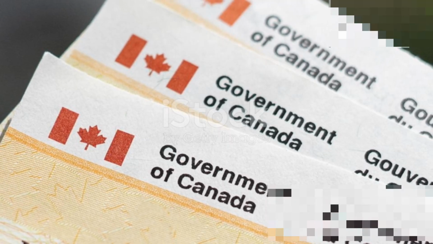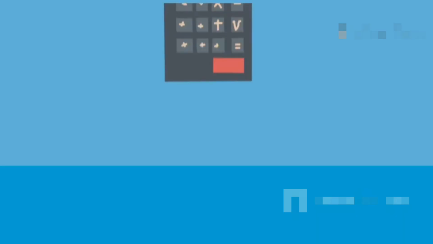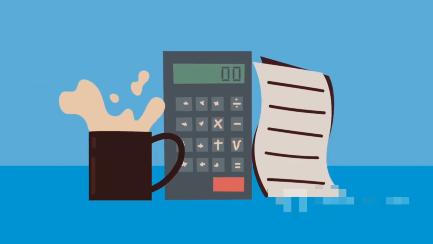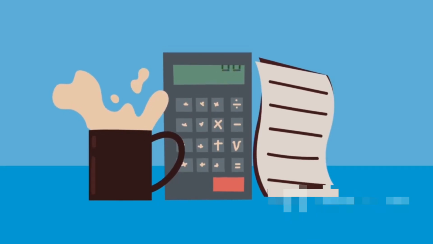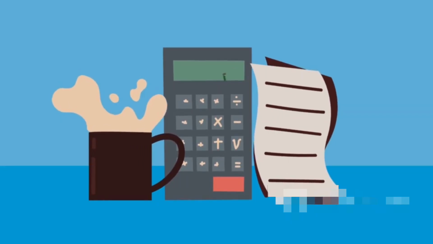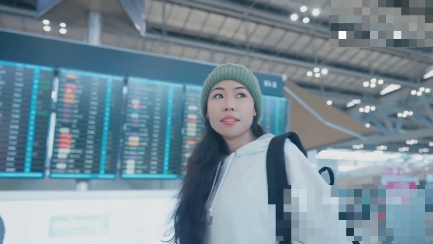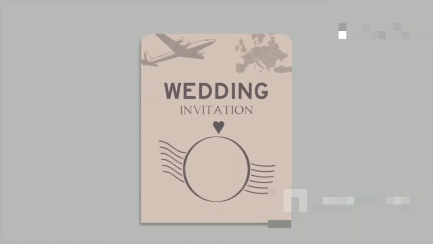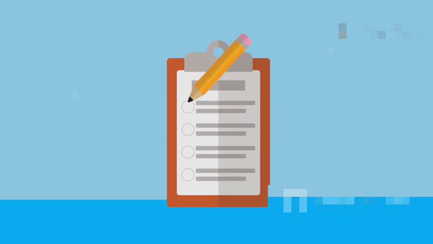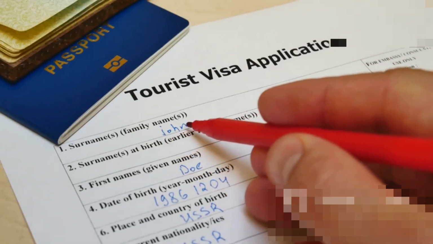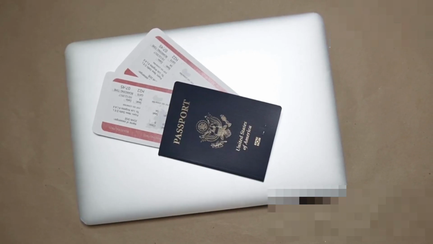Another top reason is insufficient financial proof. If you cannot show that you can afford your trip without the risk of working illegally, your application may be denied. An unclear or vague purpose of travel is also a red flag. Be specific about why you want to visit. Other reasons for rejection include incomplete documentation, inconsistencies in your application, and a poor travel history.